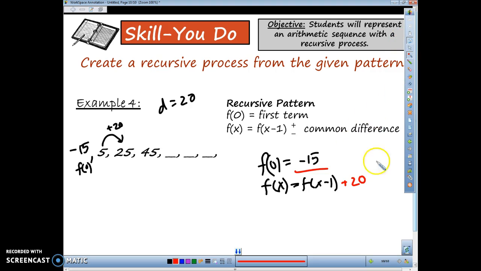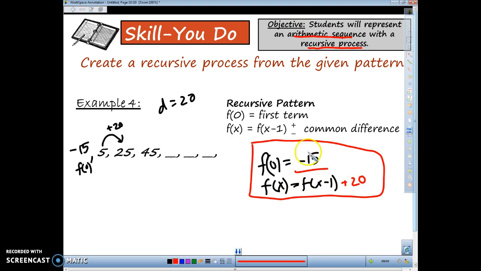This was what we were doing for today, representing an arithmetic sequence with a recursive process, a repeating process. Where we're going next with this is we're going to start with our f of 0 value, and we're going to find terms by identifying our common difference.